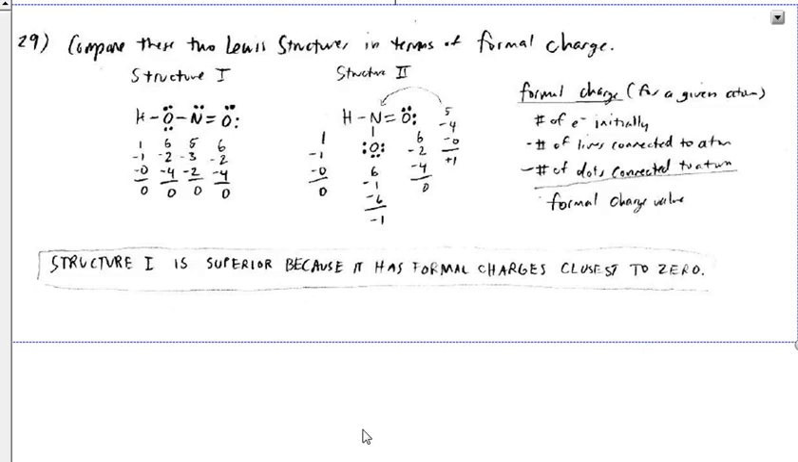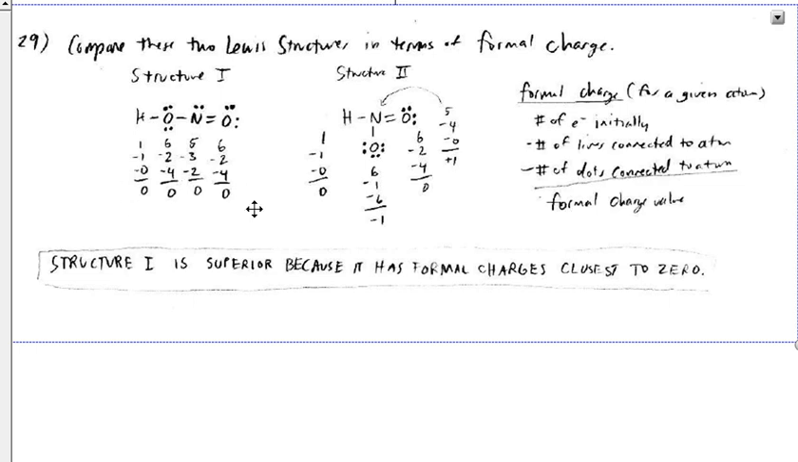In problem 29, you're asked to compare two Lewis structures in terms of their formal charge. So you're given structure 1 and structure 2. What I've done underneath is compare and calculate out the formal charge. So this first column right here, the 1, 6, 5, and 6 are the number of electrons that these atoms initially brought to the bonding situation. Then we subtract from that the number of bonds connected to each individual atom, the number of lines, and underneath that, that final row is for the number of dots, the number of unshared electrons that the atom has. And structure 1 comes out with all zeros.